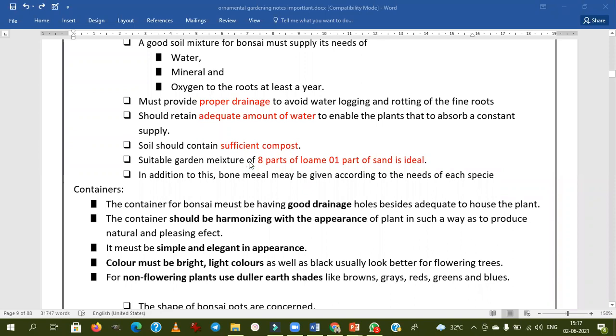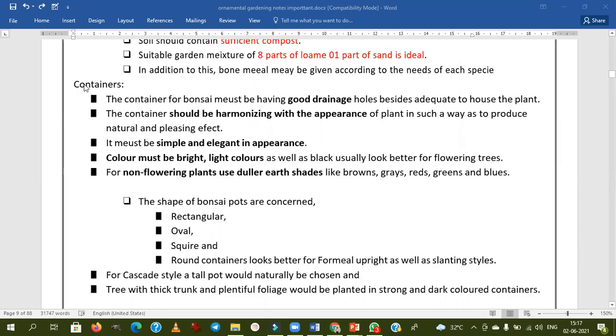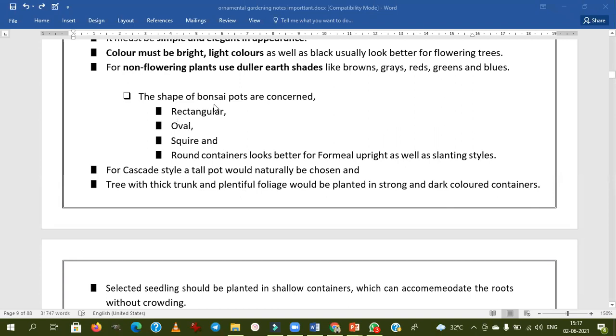Then further, the suitable garden mixture used for bonsai making is 8 parts of loamy soil and 1 part of sand, which is ideal. Then we use containers for making bonsai. Containers should be well drained, harmonized with the appearance of the plant, and simple and elegant in appearance. The color must be bright and light for the flowering trees. Then for the non-flowering plants, we use duller, earthen-colored containers. The shape of the container may be rectangle, oval, square, or round.